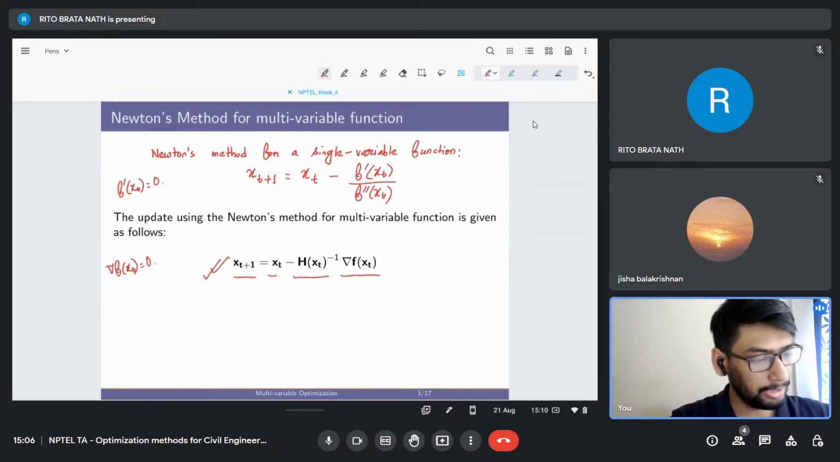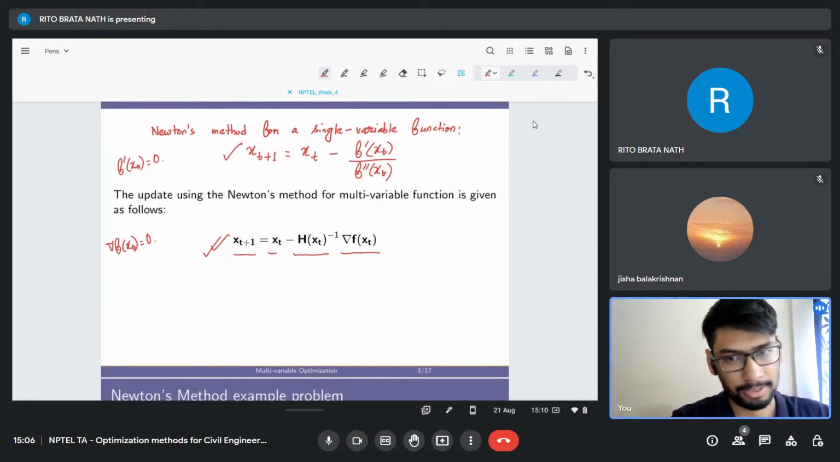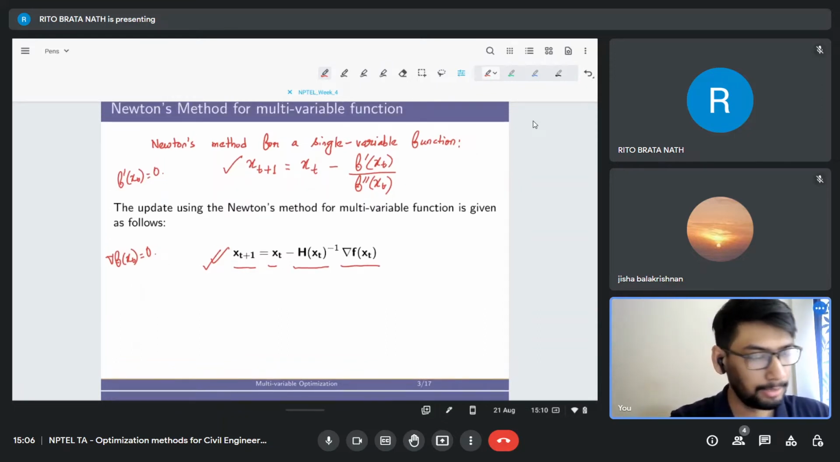And for a single variable function, you have this kind of a formula. But for a multivariable function, I think Sir did not teach this in the class. So what you have, similar to the update rule for a single variable function, instead of the first derivative of the function, you have a gradient here, a gradient of f(xt), and instead of the second derivative of the function, you have the inverse of the Hessian matrix.